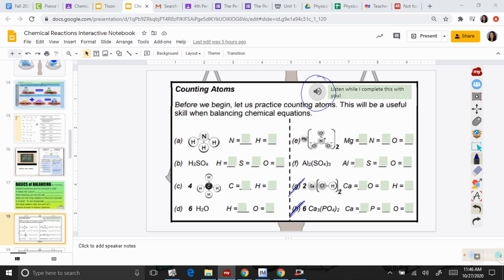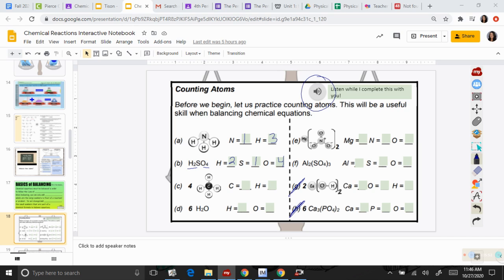So we've got one N, 1, 2, 3 H's. So that's great. Right here, I see a little 2. That 2 means I have 2 H's. I see nothing behind the S, and it's capitalized, so I know it's by itself. And so I have one of those. And then I have 4 oxygens.